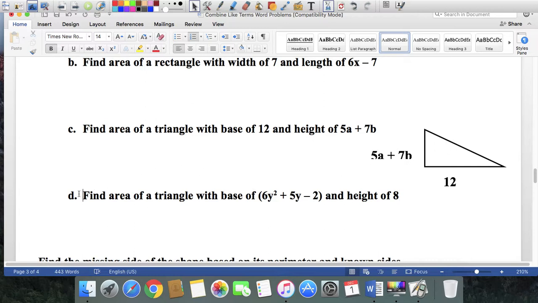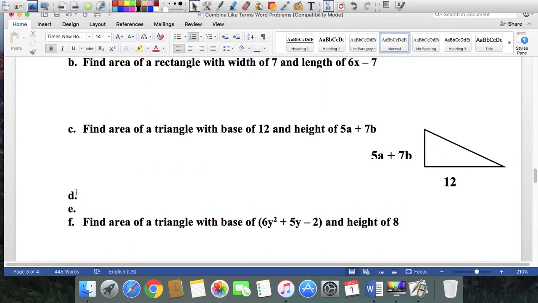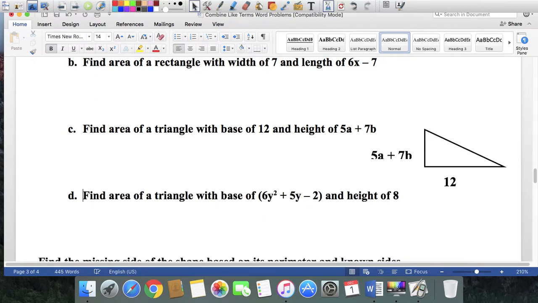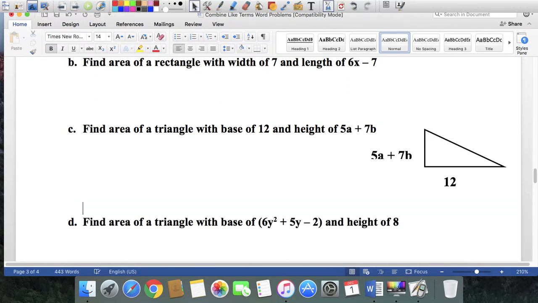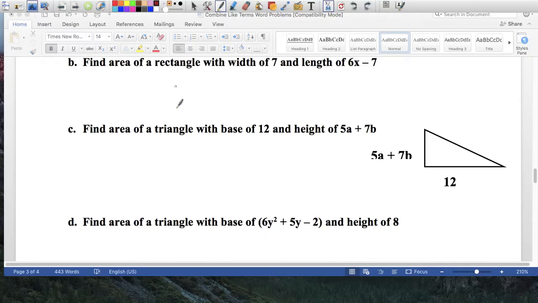I don't know this. Not like that. Okay, so let me try this. Yes. So base times height divided by 2, right?